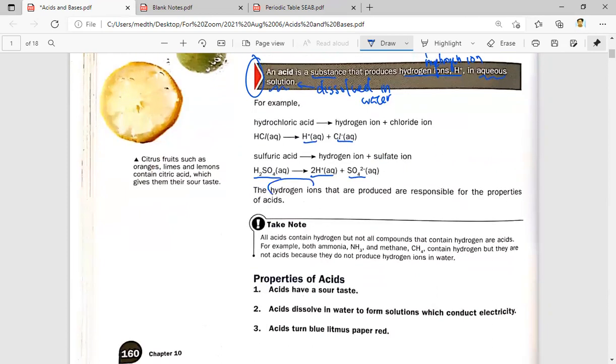So the hydrogen ions are what is responsible for acids. So H plus ions actually tell you that something is an acid. Or you can think of it the other way around: an acid must have H plus ions produced.